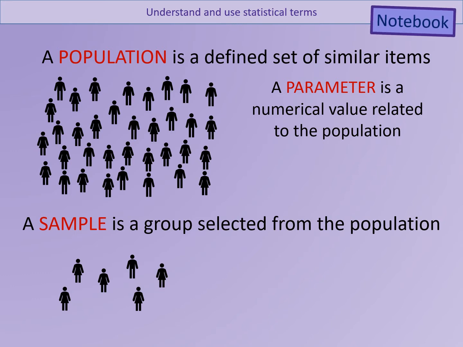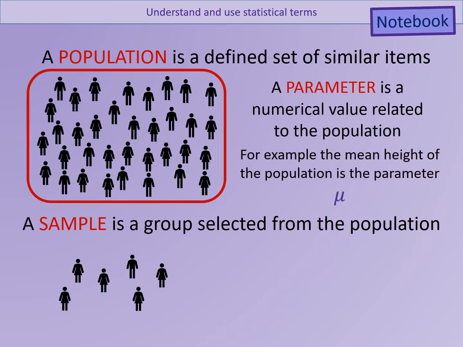A parameter is a numerical value related to the population. So it might be that we look at the mean height of the population, and we would denote that parameter using the Greek letter symbol mu. If you haven't seen it before, this is the Greek letter symbol mu.